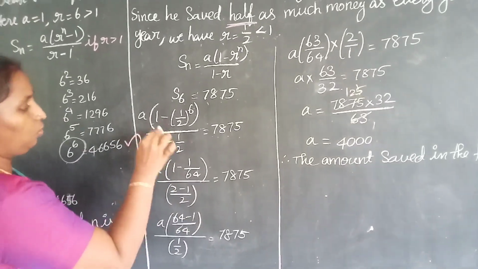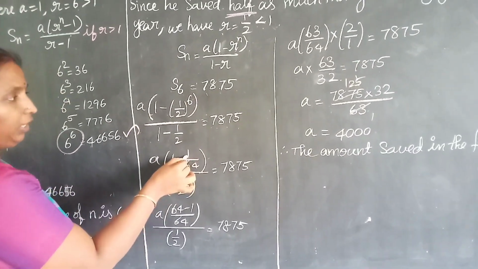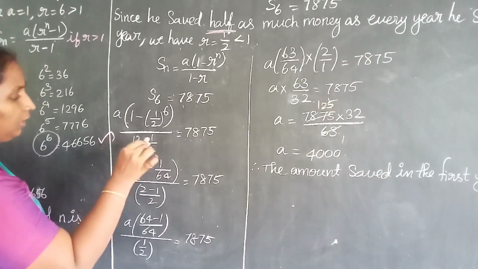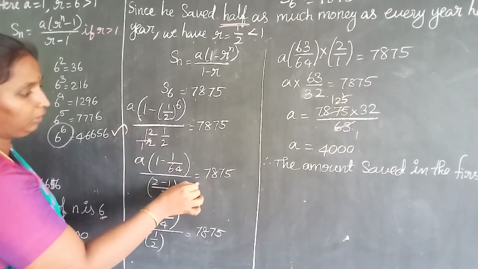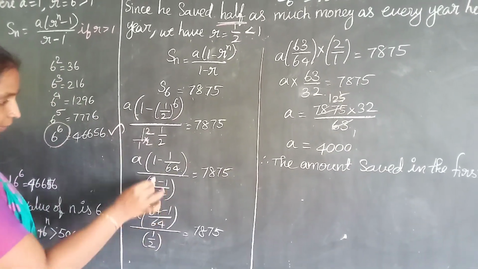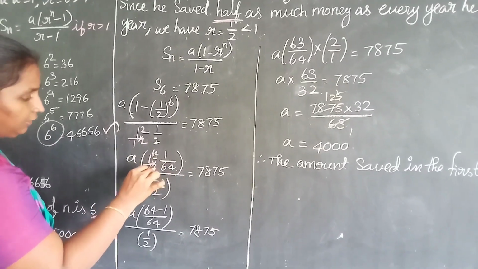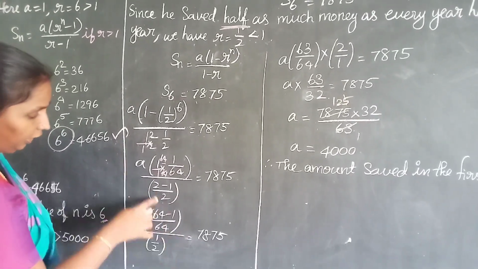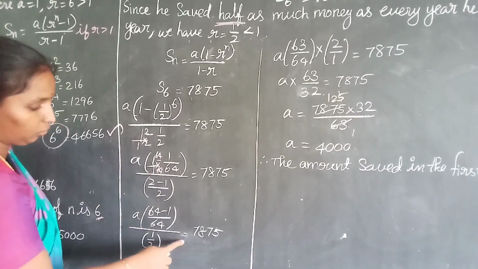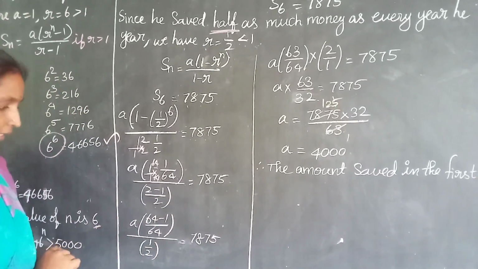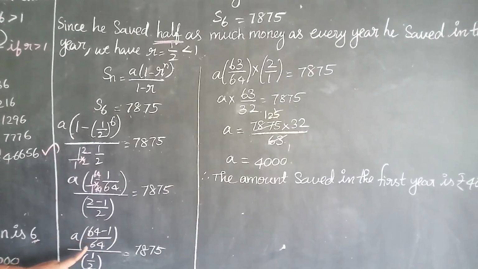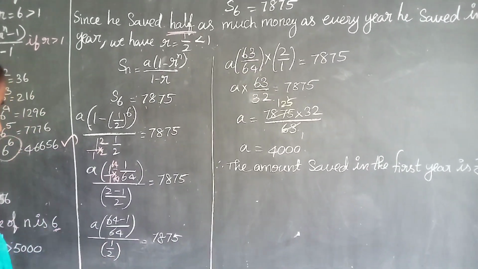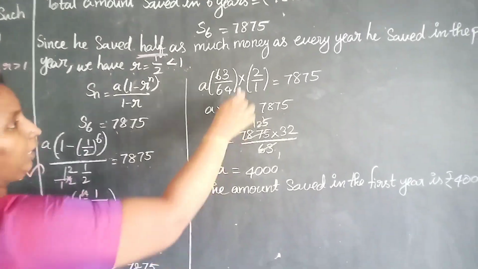equal to 7,875. So A into 1 minus 1 power 6, 1 only, 2 power 6 you will get 64. Divide by, take LCM, 2 minus 1 by 2, equal to 7,875. Here also take LCM, multiply and divide with 64. You will get A into 64 minus 1 by 64, divided by 2 minus 1 by 2, you will get 1 by 2, equal to 7,875. So 64 minus 1 you will get 63 by 64. So A into 63 by 64. So 1 by 2, take reciprocal, you will get 2 by 1, equal to 7,875.